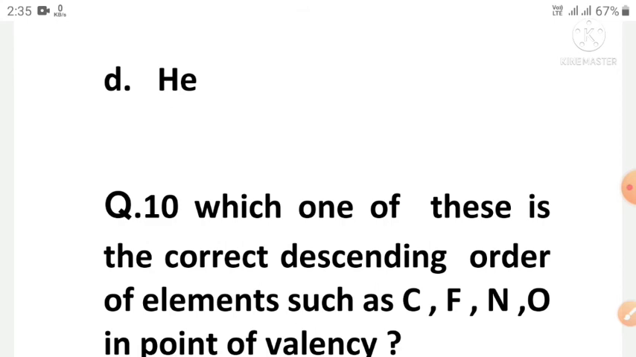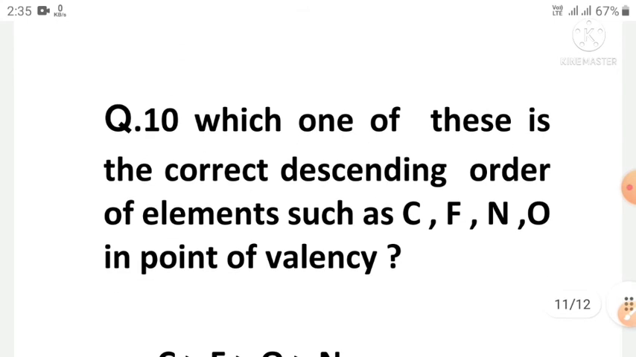Now question number 10. Which one of these is the correct descending order of elements carbon C, fluorine F, nitrogen N, and oxygen O in point of valency. Here element symbols have been given and we have to arrange them with respect to valency in descending order.